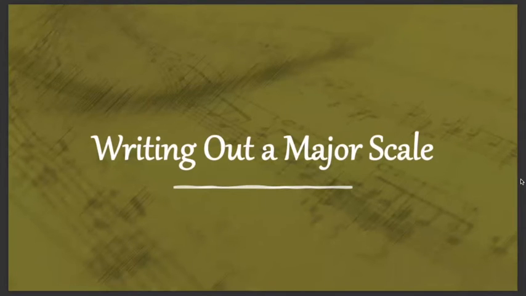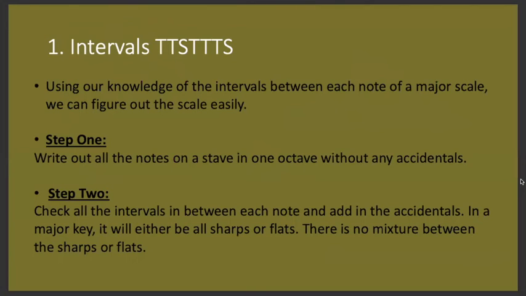Writing out a major scale. Number 1, intervals. Using our knowledge of the intervals between each note of a major scale, so tone, tone, semitone, tone, tone, tone, semitone, we can figure out the scale easily. Step 1, write out all the notes on a stave in 1 octave without any accidentals. Now this is very important, and I'll explain why in a second.